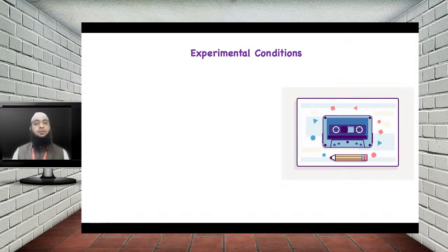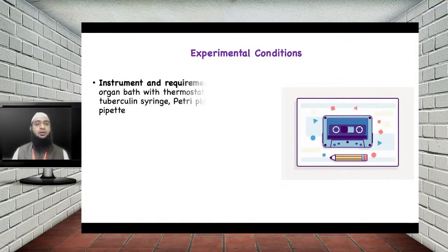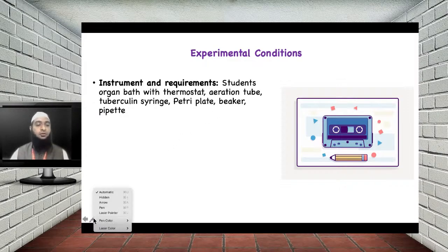First thing, it is about the experimental condition. The experimental condition and requirement of this experiment include, first and most important, the instrument and the requirement. The instrument is the student's organ bath with the thermostat. This is needed in all types of bioassay related to tissue preparation. Then the aeration tube is needed to provide oxygen to the tissue. A tuberculin syringe is needed for injecting the drug.